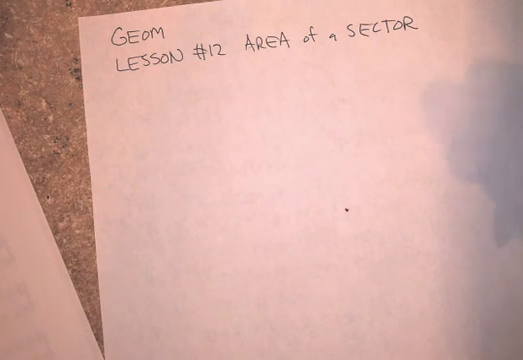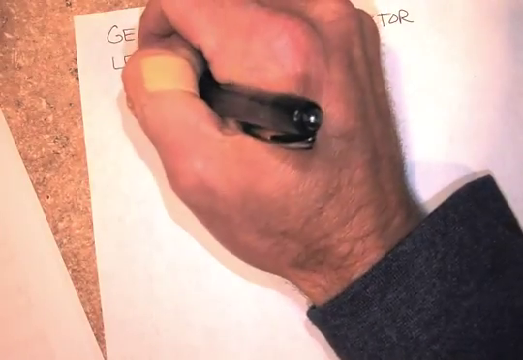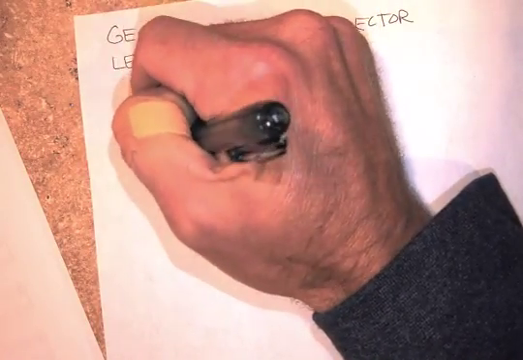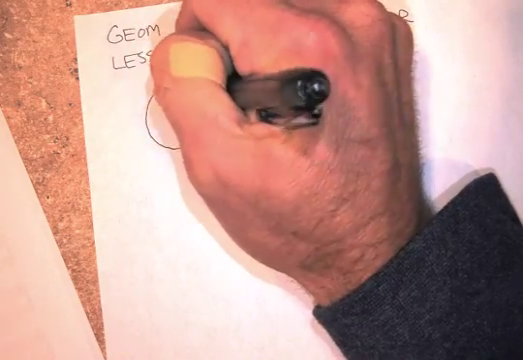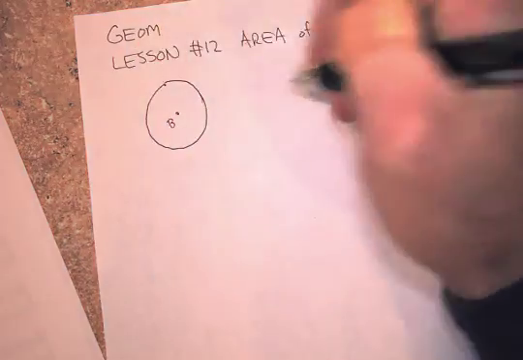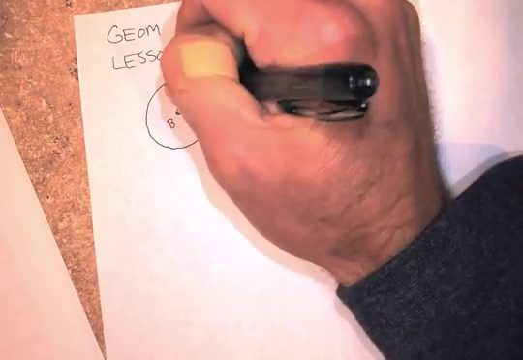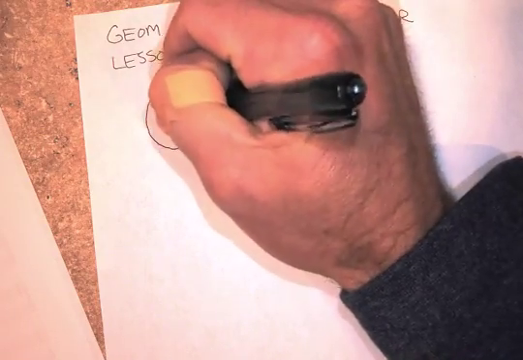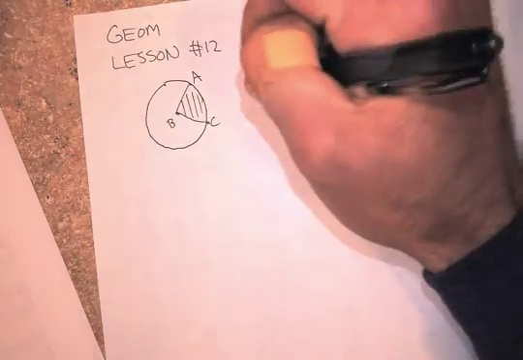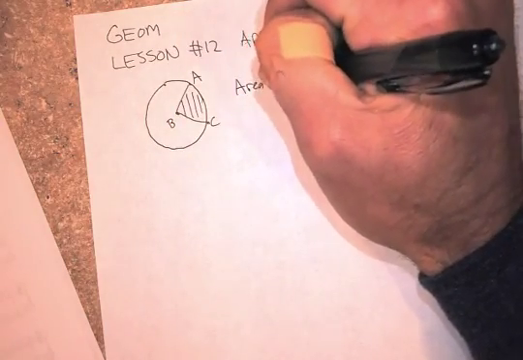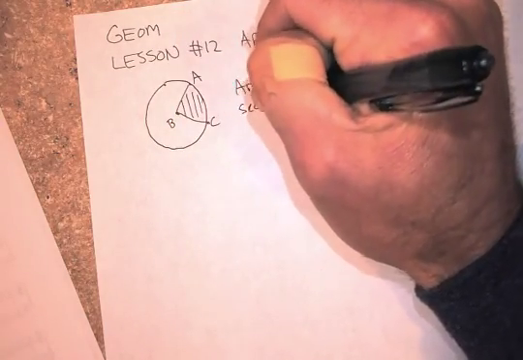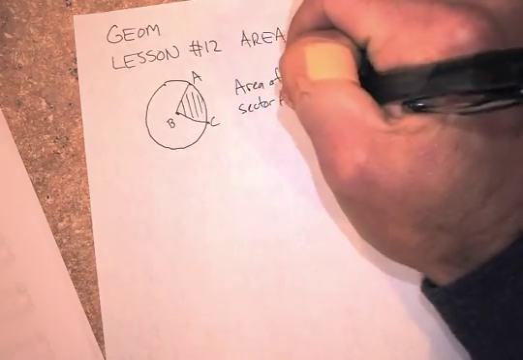Okay, lesson 12, area of a sector. So we're still talking about circles here, but now we're talking about area. So we'll still have angle B be the central angle, but now we're talking about the area of this piece here. It's called sector ABC. So area of sector ABC.